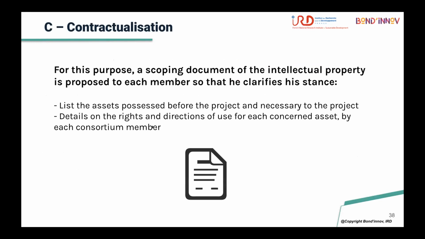For the intellectual property specification purpose, a drafting document can also be proposed. And sometimes what is asked of each member is to list the assets possessed before the project and necessary for the execution of the project, just to ensure that there will not be a confusion between the existing assets before the project and the assets that are produced during the project implementation, and that will belong to the group.